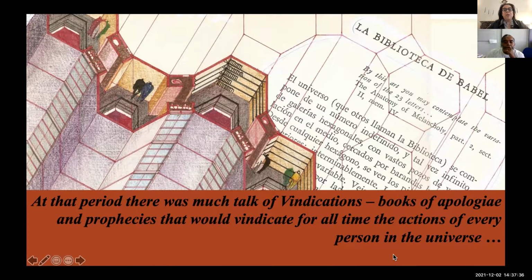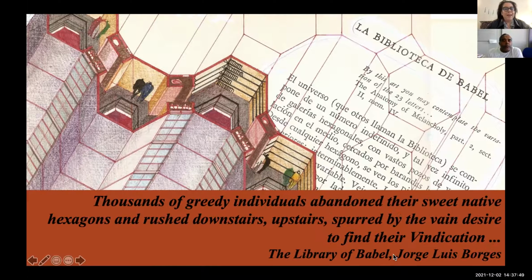At that period, there was much talk about vindications, books of apology and prophecies that would vindicate for all time the actions of every person in the universe. Thousands of greedy individuals abandoned their sweet native hexagons and rushed downstairs, upstairs, spurred by the vain desire to find their vindication. This is the Library of Babel.